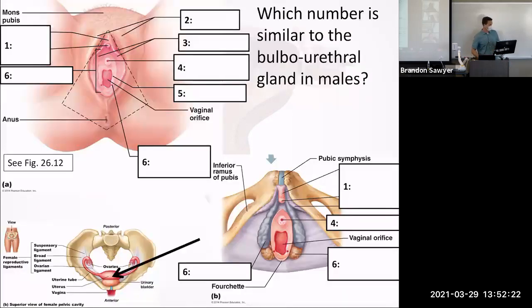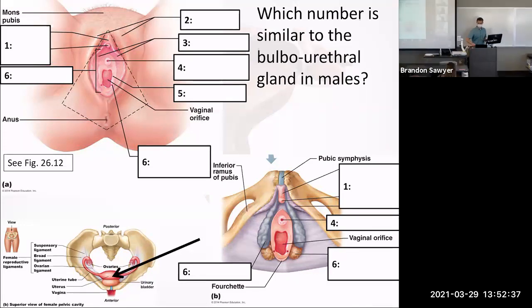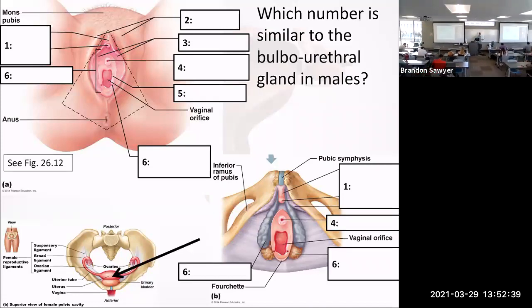Okay. All right, so there's the diagram there. I'm going to go ahead and open up the app for a numeric question. Which number is similar to the bulbourethral gland in males? There are some corresponding structures in male and female anatomy. Those glands are one of them. So go ahead and fill this in, label this, and then turn to the person next to you. Make sure you're on the same page with that, as well as the question there that you're going to answer.